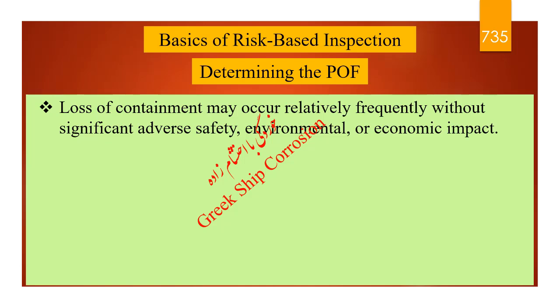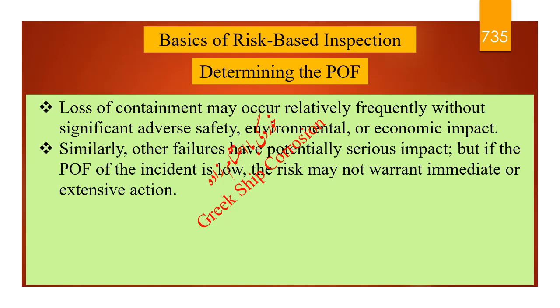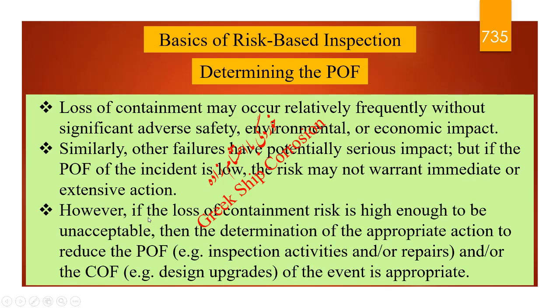Loss of containment may occur relatively frequently without significant adverse safety, environmental, or economic impact. Similarly, other failures have potentially serious impact, but if the POF of the incident is low, the risk may not warrant immediate or extensive action. However, if the loss of containment risk is high enough to be unacceptable, then the determination of the appropriate action to reduce the POF, for example, inspection activities and/or repairs, and/or the COF, for example, design upgrades, is appropriate.